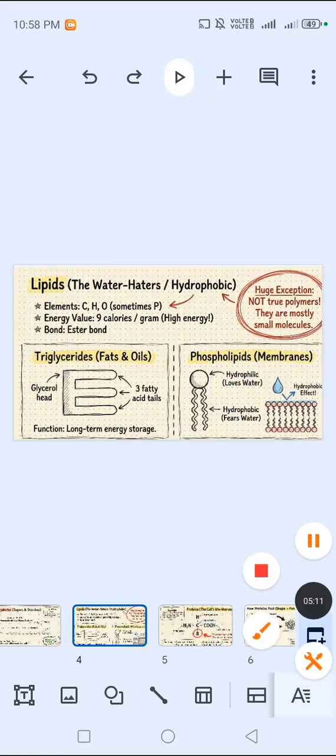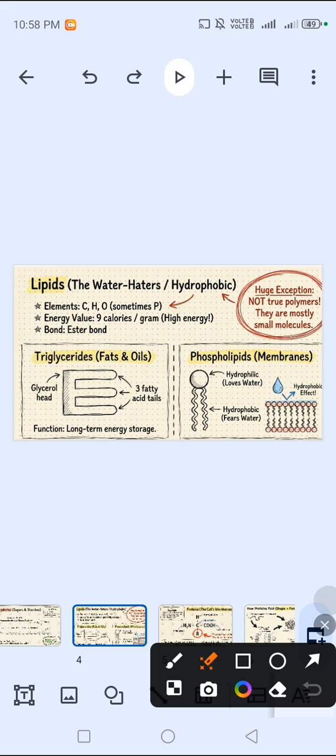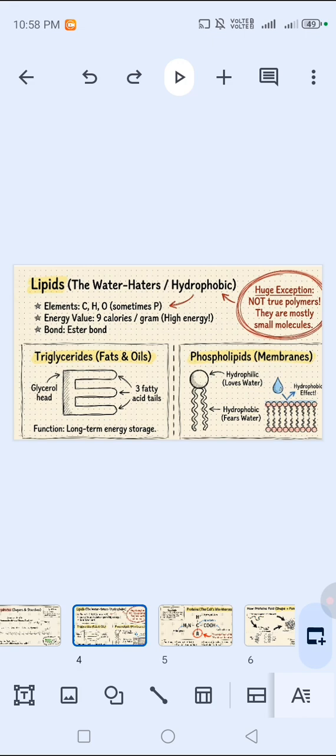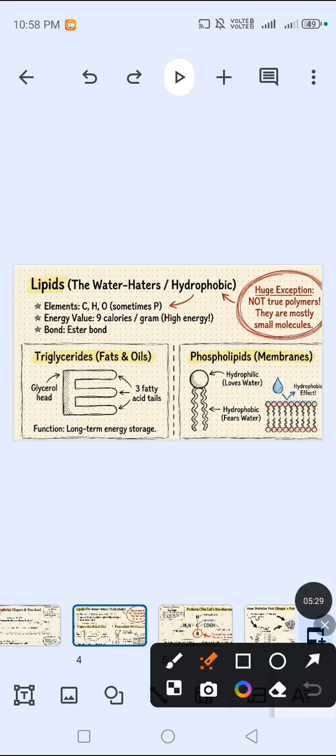So here are the lipids. Lipids are water haters, meaning hydrophobic molecules. The elements are carbon, hydrogen, and oxygen, but sometimes phosphorus. The energy output is 9 calories per gram, which is the highest energy density. And the chemical bond here is the ester bond.